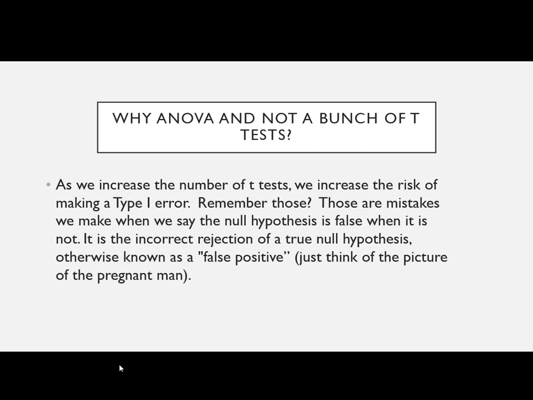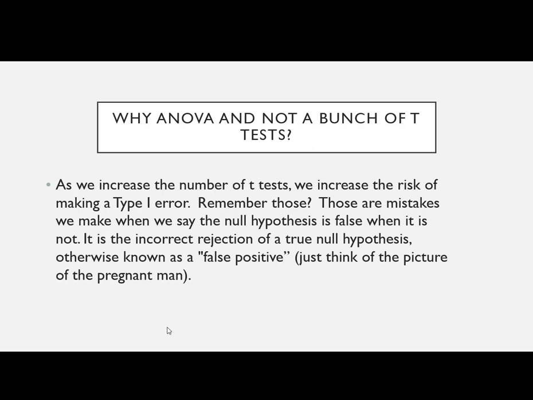As we increase the number of t-tests, we increase the risk of making a Type I error. Remember those? Those are the mistakes we make when we say the null hypothesis is false when it is not. It is the incorrect rejection of a true null hypothesis, otherwise known as a false positive. Just think back to that slide with the picture of the pregnant man.